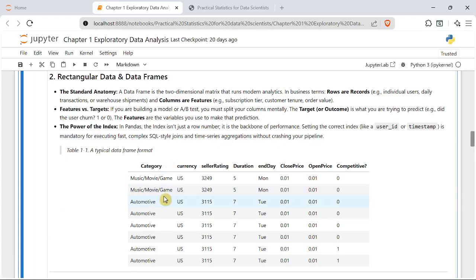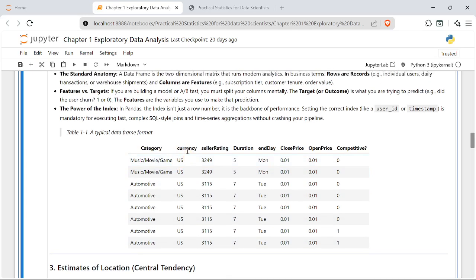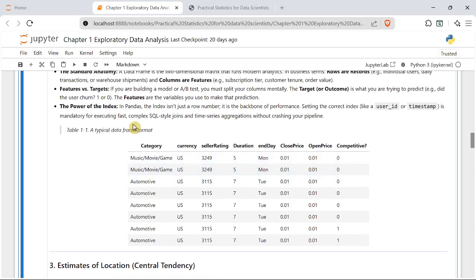Okay, here is an example of a typical data frame format. So data is in rows and columns. Columns are features, for example, currency, seller rating, duration and day, etc. And this competitive column is the target or outcome which you are trying to predict. Okay, so is this pricing competitive or not? 0, 0, 0 or 1. Okay, this is an example of a typical data frame format.